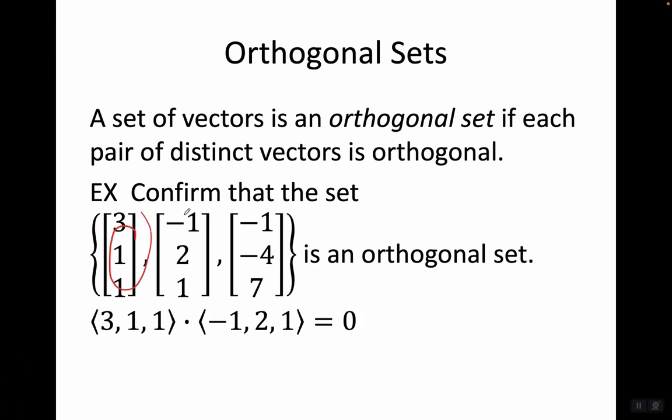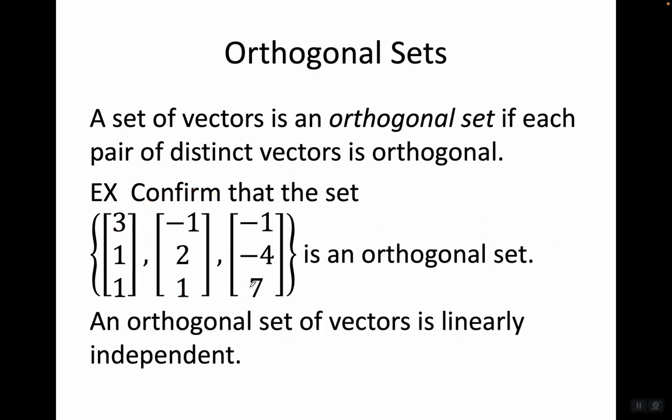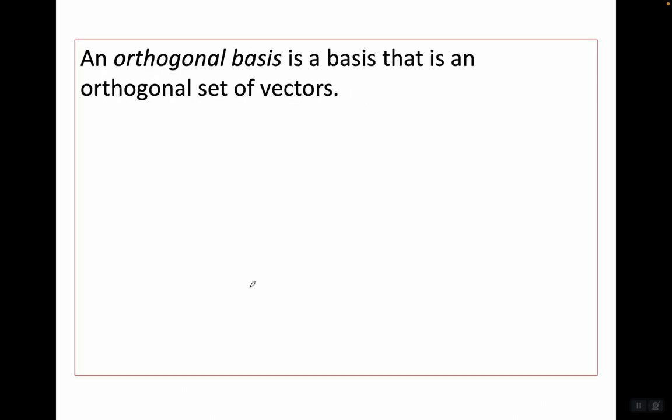The dot product of the first two vectors is 0, therefore they're orthogonal. In the same way, the dot product of the first and the third, and the second and the third, are also going to be 0. So every pair of vectors is going to be orthogonal. It turns out that an orthogonal set of vectors is linearly independent. I could prove this. You can probably prove it on your own. I'm not going to prove it here, though.